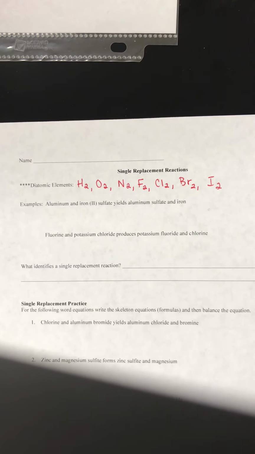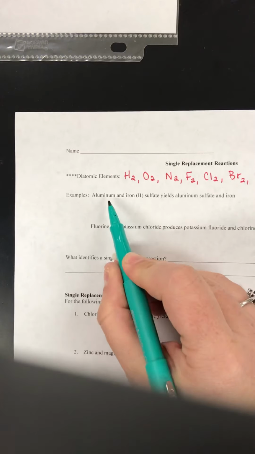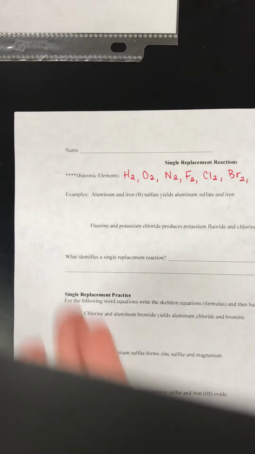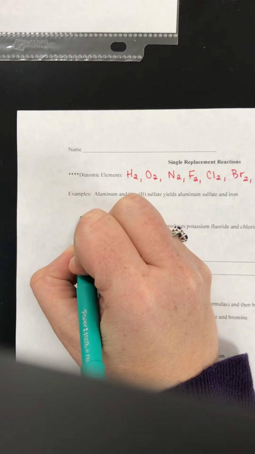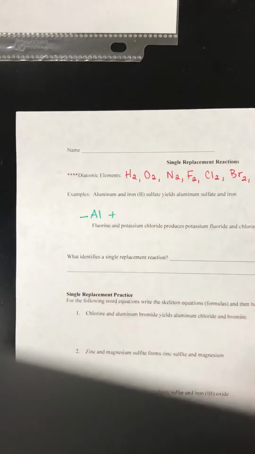So we're still going to be writing our charges and crisscrossing. But look, this says aluminum. Okay, and it doesn't say it's with anything. It just says aluminum and. So that means I know it's just going to be Al. That's the symbol for aluminum. And is a plus sign.